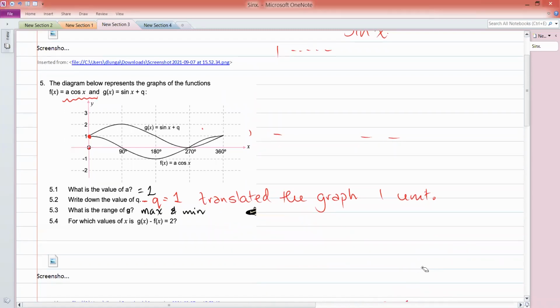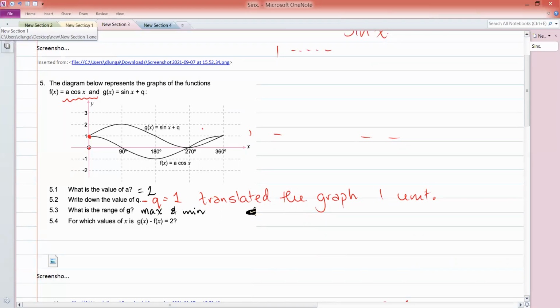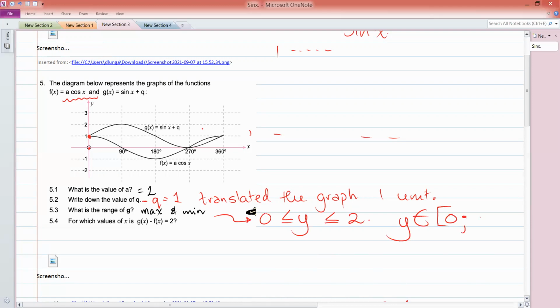Ma'am, would it be 0 is less than or equal to x, which is less than or equal to 2? Okay, awesome. So your range, like that. Brilliant. Good. That's how you work it out. I'm not sure, other teachers may have taught you to write it like this as well, from 0 to 2. So either of these would suffice. That would be your range.